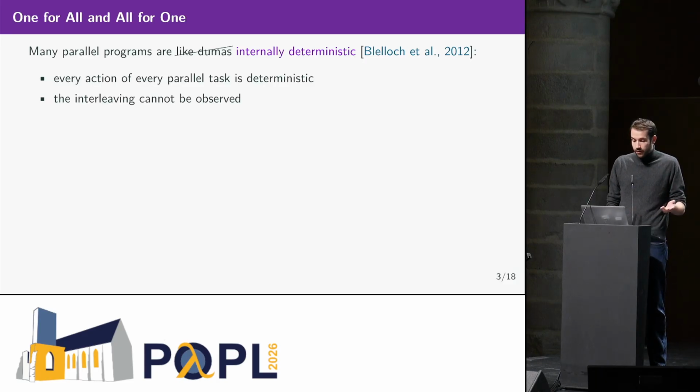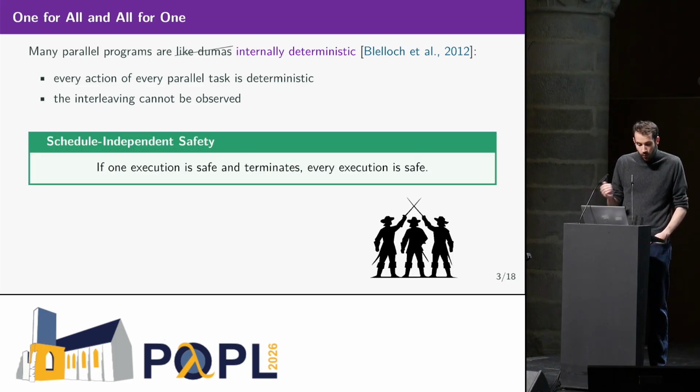The remark we can make is that many programs are like this one, or what we call internally deterministic. It's a terminology coined by Blelloch et al. It means that every action of every parallel task is deterministic with respect to the interleaving. That means that the interleaving cannot be observed by the program. And this is a very cool property to have because it means that you have what we call in the paper schedule-independent safety. This property says that if one execution of the program is safe and terminates, then every execution is safe.